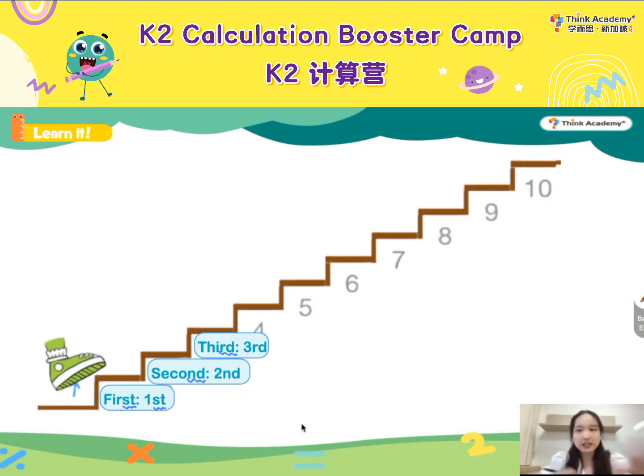Okay, so actually we've passed the hardest part of the ordinal numbers. Because you see, for first, second, third, there are quite different words in here. But starting from the fourth, you will find a pattern in all the ordinal numbers. Let's see what we can find.